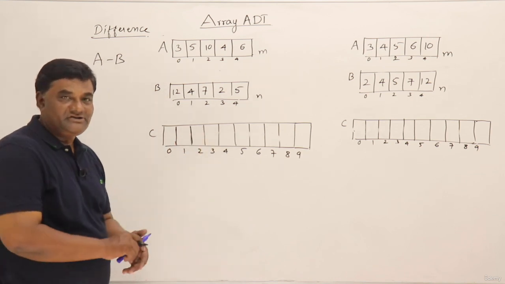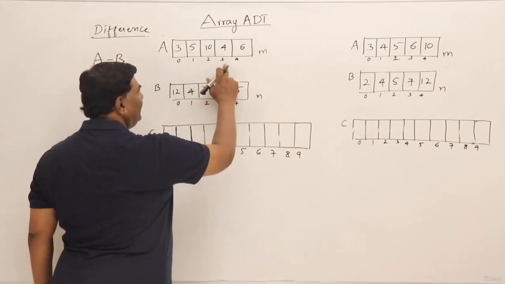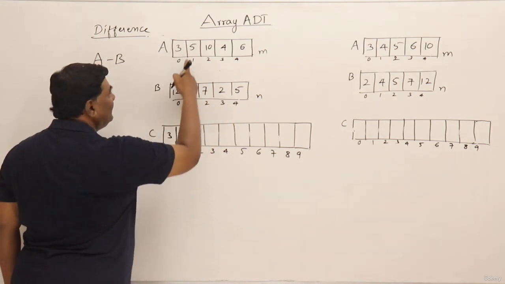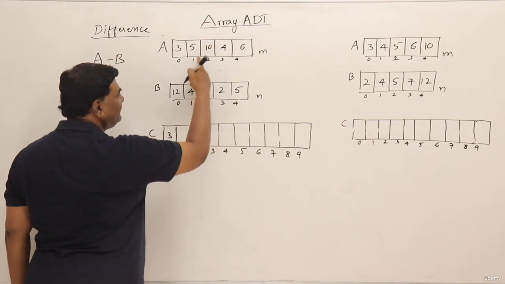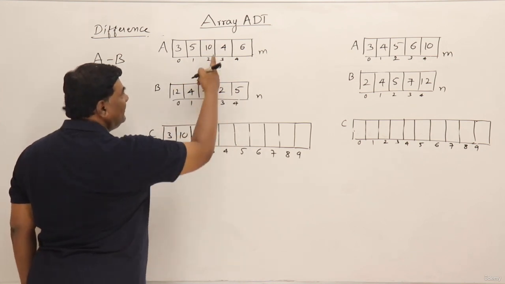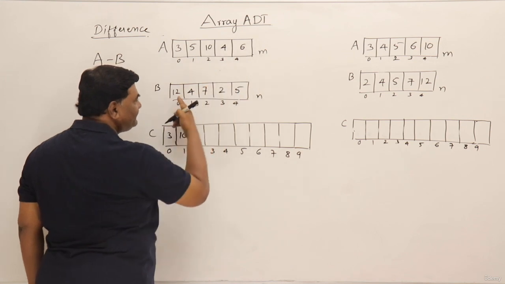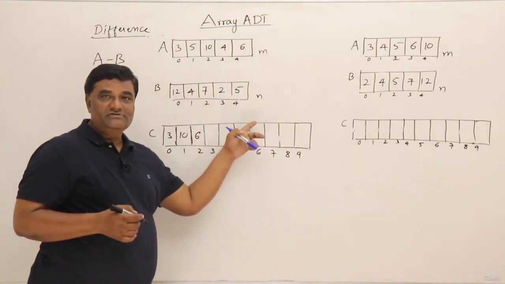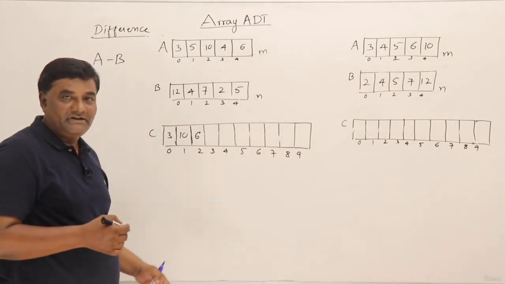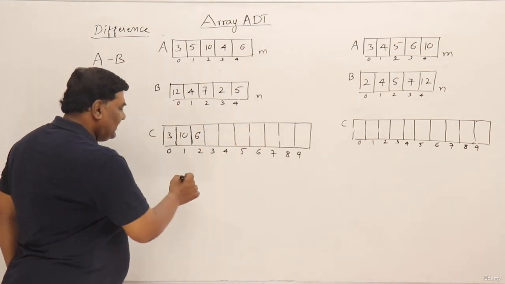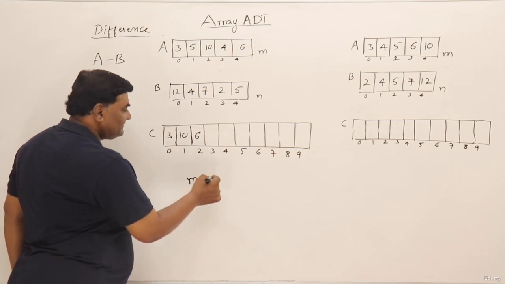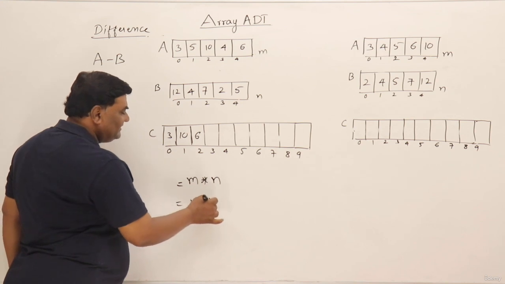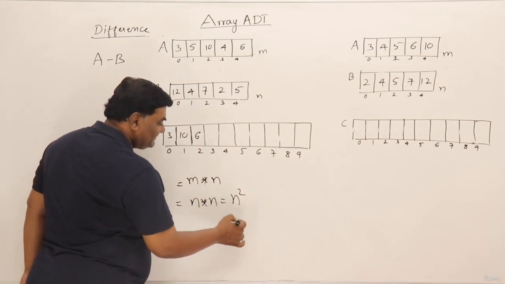So how to perform this operation? We have to copy elements of A, but for every element, check: is it present here? 3 is not present, copy it. 5 is present here, don't take it. 10, it's not there, take it. 4, it's there, don't take it. 6 is not there, take it. So every element of A is compared with all the elements of B, and if it is not there, then we copy it. So we are searching here. So m elements are copied, and every time they are searched in n elements. So this is m into n. In a single variable, this is n into n, and this is n square. So the time is n square.